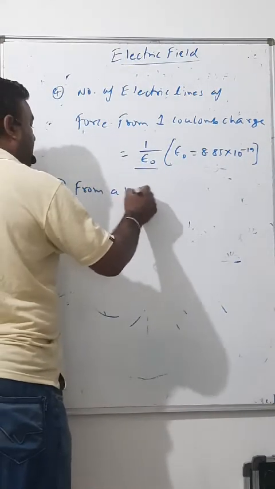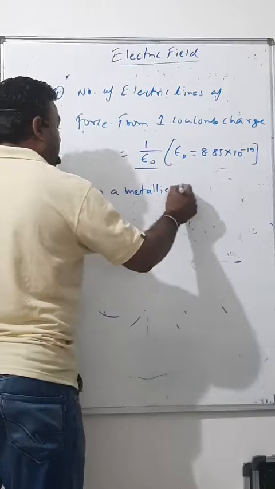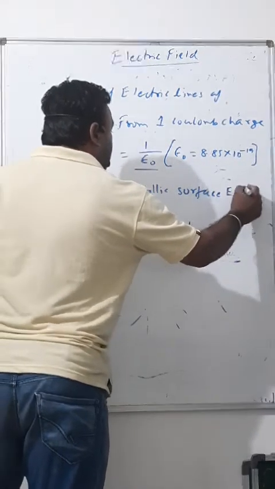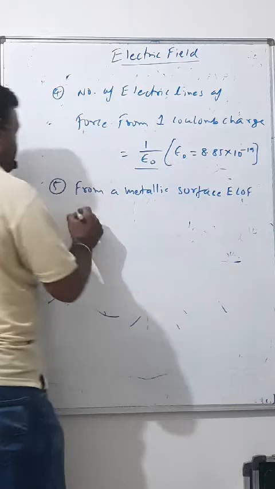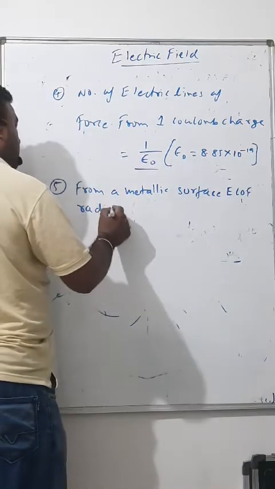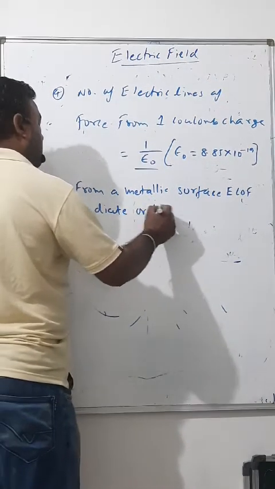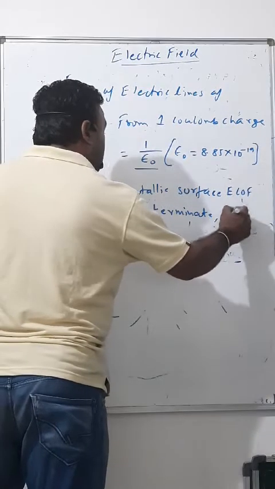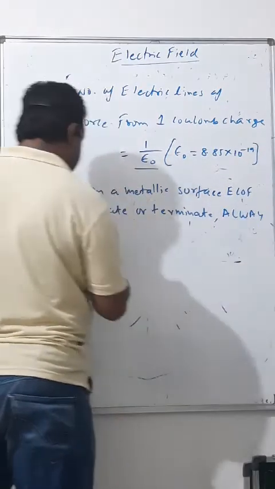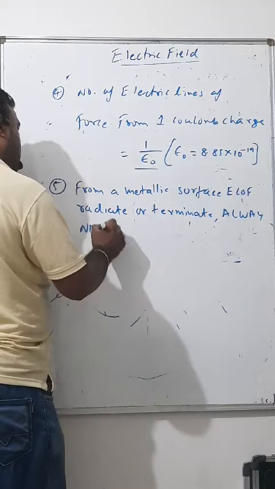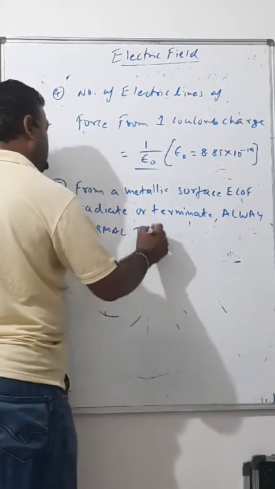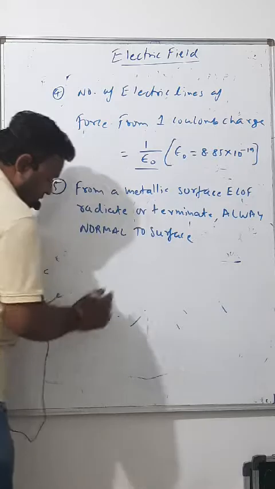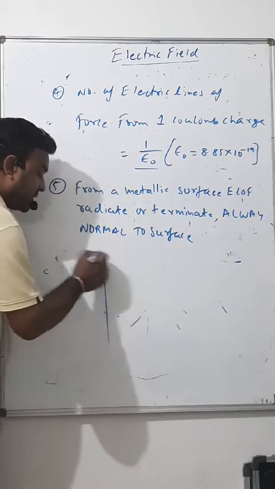From a metallic surface, electric lines of force radiate or terminate always normal to the surface. Look, I have this metallic surface, simple, right?